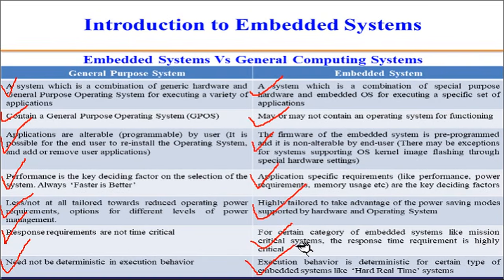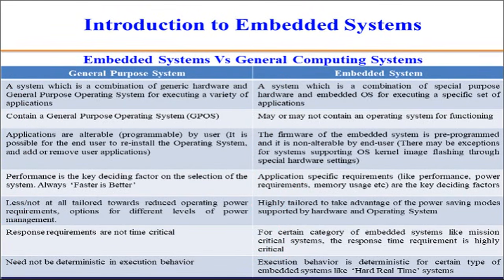And next, coming to execution behavior in an embedded system. Here also it is not that important for some types of systems, but if we consider hard real-time systems, hard real-time systems are the ones where the deadlines need to be met in time. That means if it breaks the deadline, it may cause a huge loss. So the execution behavior should be deterministic for hard real-time systems, that is for embedded systems.